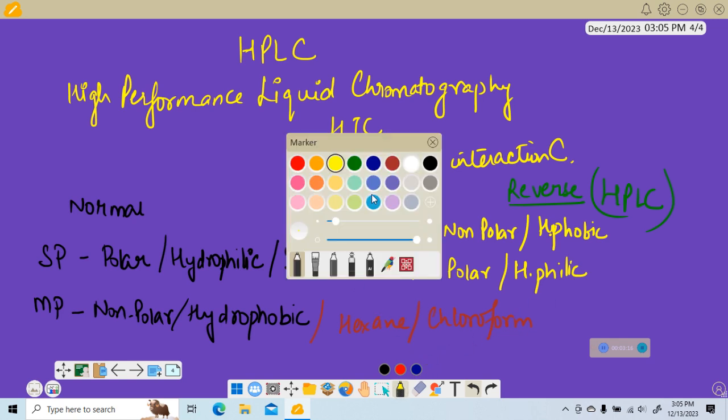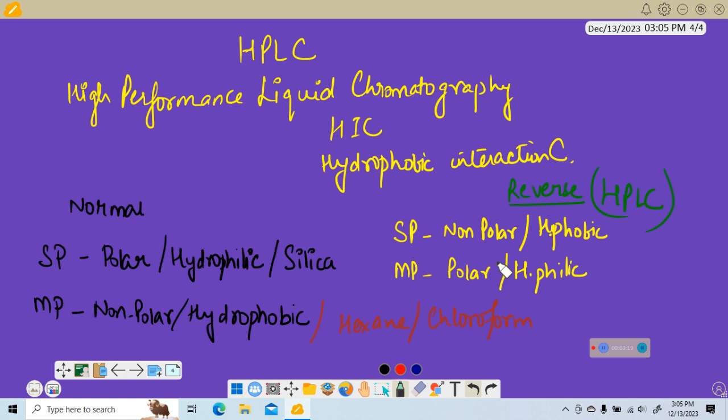Now I am saying this stationary phase is non-polar. Silica comes under the category of polar, right? So if I want silica to become non-polar, what do I do? Silica is attached with carbons, so now it becomes non-polar. The mobile phase is polar, so here I will add methanol to water. So this will become polar. So now what happens?